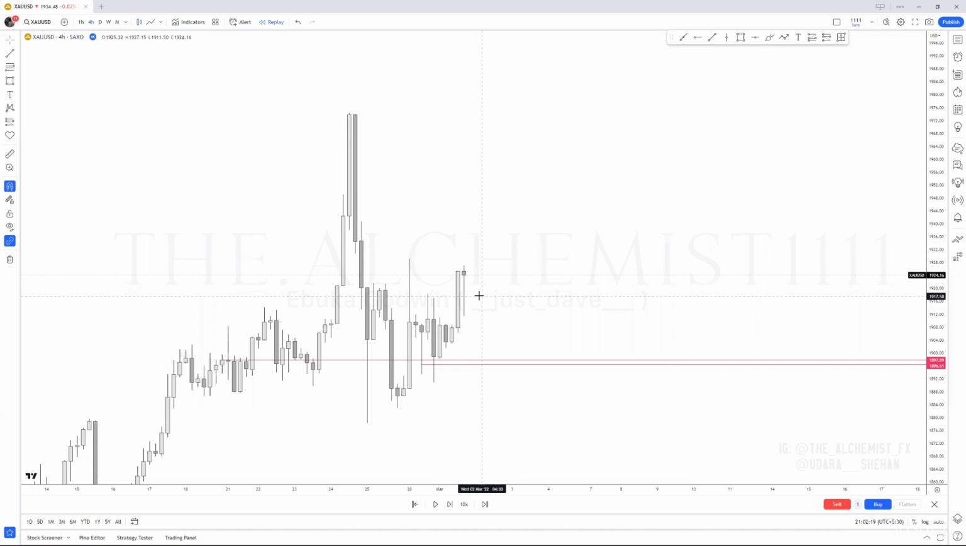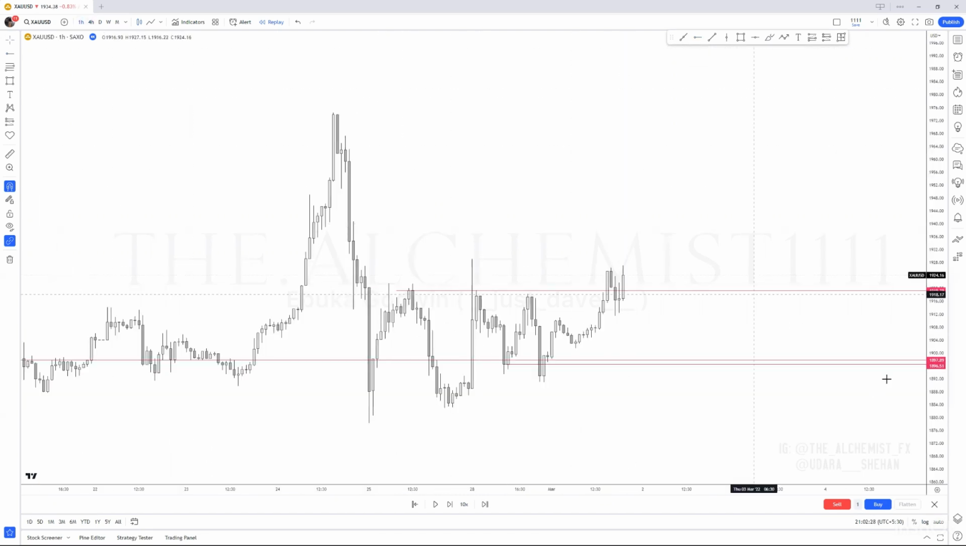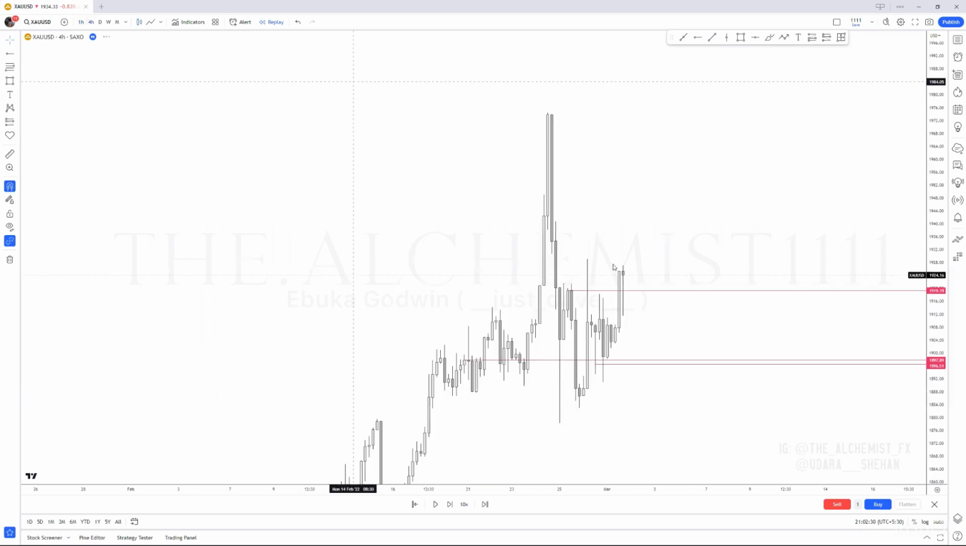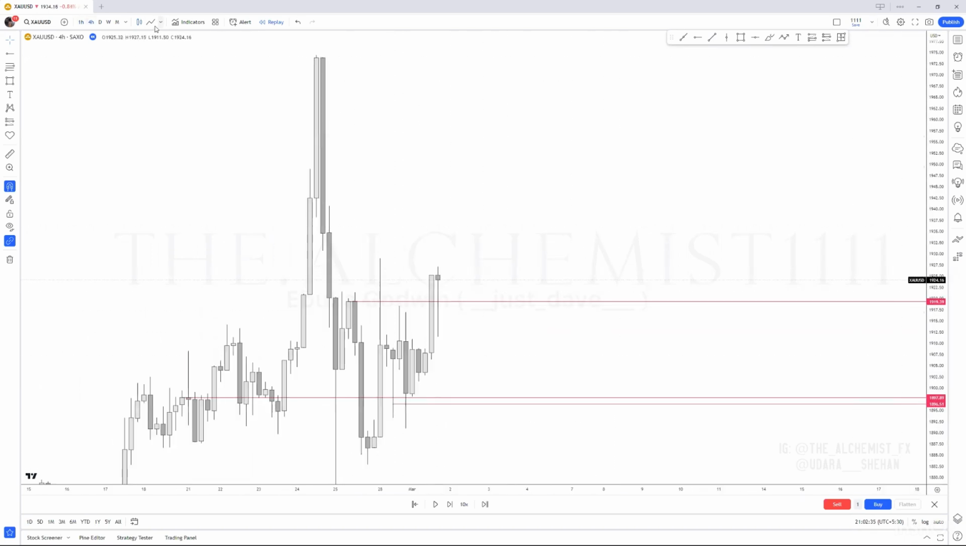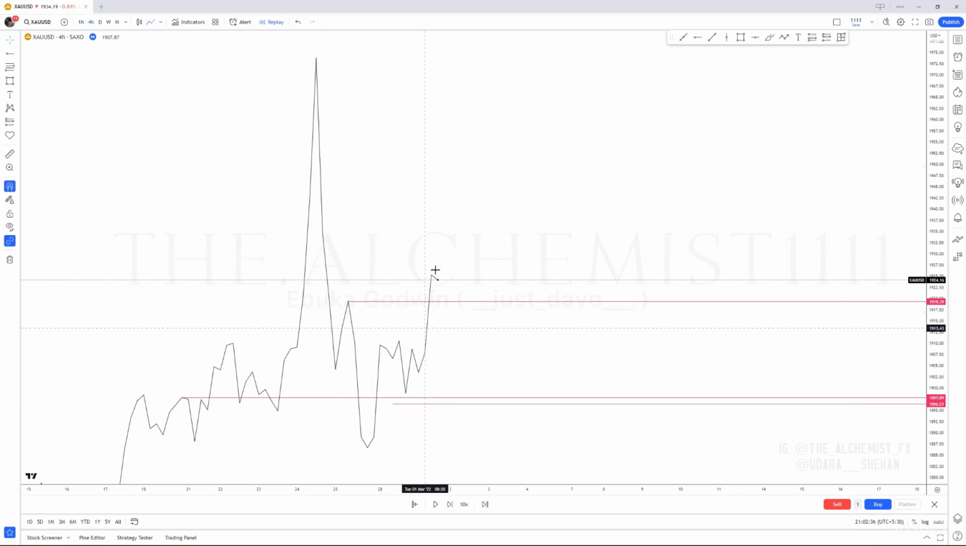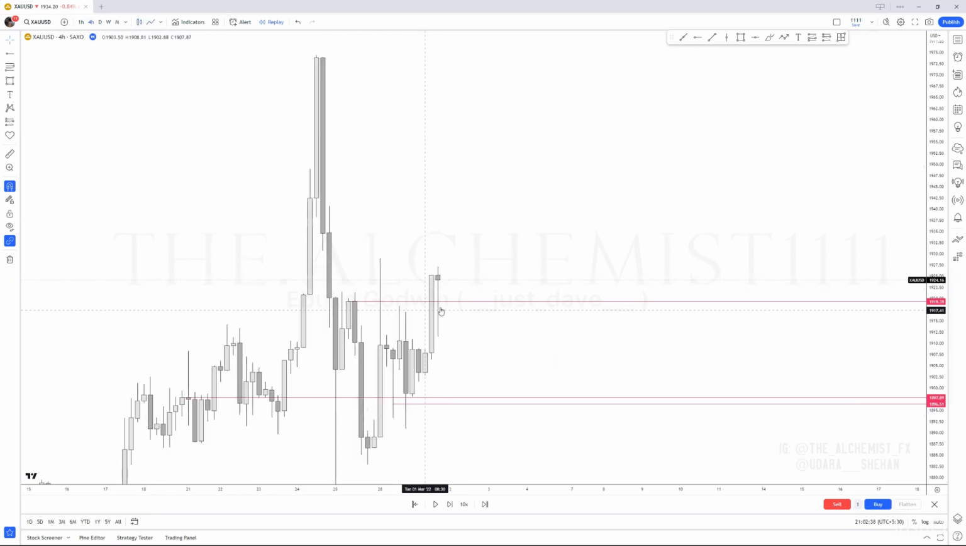But I think now we have the confirmation entry. Can you say now we have a confirmation? H4 has rejected this H4 level, right? Yes, we have the confirmation. Can you say H4 has rejected this, what is this? RBS, right? A resistance broken turns into a support. Can you see how H4 went down, closed above it, right? H4 has rejected the H4 level.